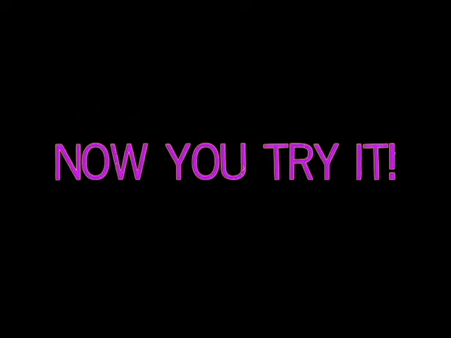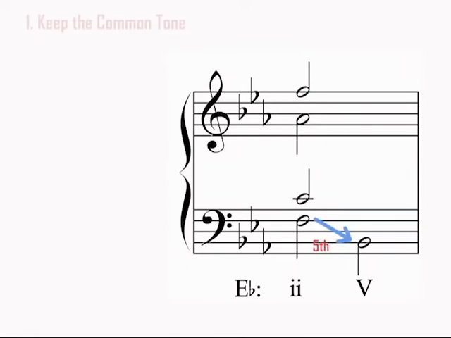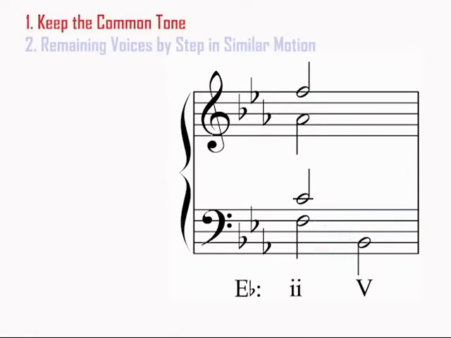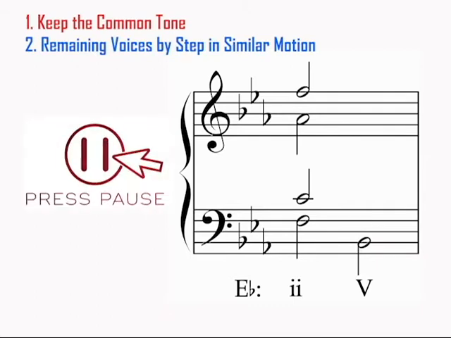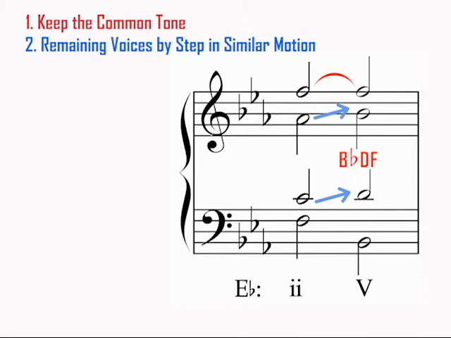Now it's your turn to try it on your own. In the key of E flat, here's a 2 chord going to a 5 chord. Remember to keep the common tone, and the remaining two voices move by step in similar motion. Press pause until you've come up with the answer. The notes of the 5 chord in E flat are B flat, D, and F, so our first step is to find the note that is common to both of these chords. It's the F. The other two voices move by step in the same direction to the B flat and the D.